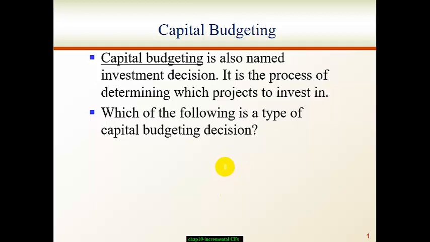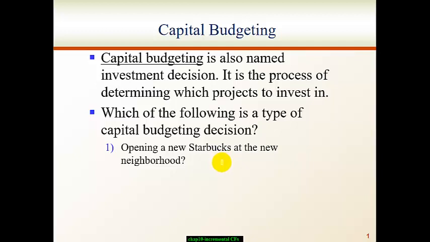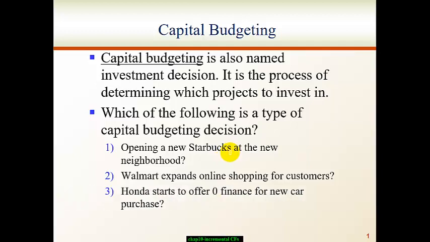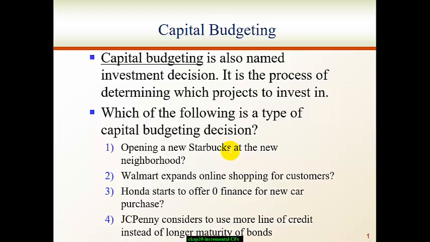I want to test your knowledge. Do you know which are capital budgeting decisions? Open a new Starbucks in a new neighborhood? Walmart expands online shopping for customers. Honda offers zero financing for new purchases. JCPenney considers using more lines of credit instead of longer maturity bonds. Which of the following do you think are capital budgeting or investment decisions? 1, 2, investment. 3 and 4, financing choices.